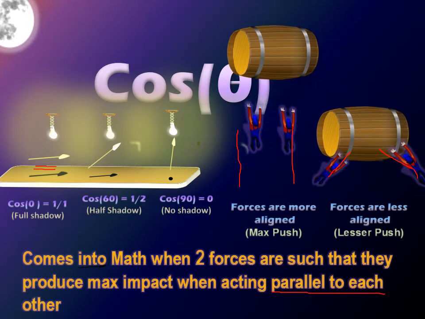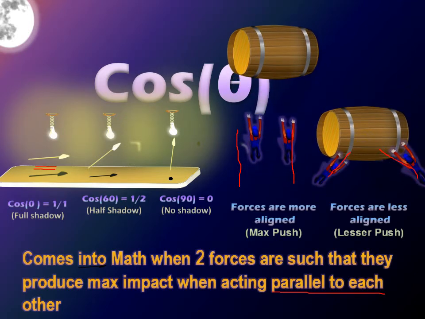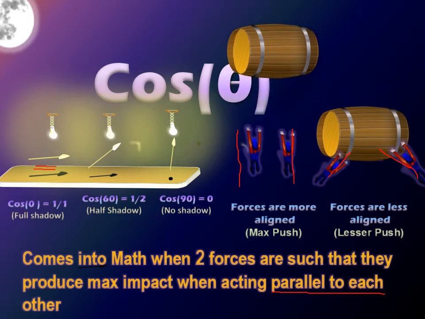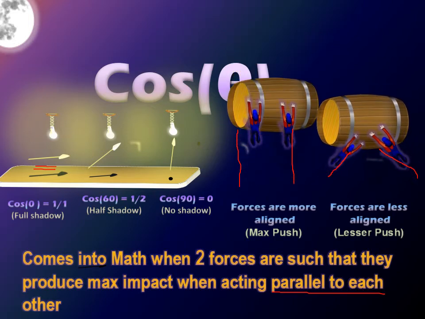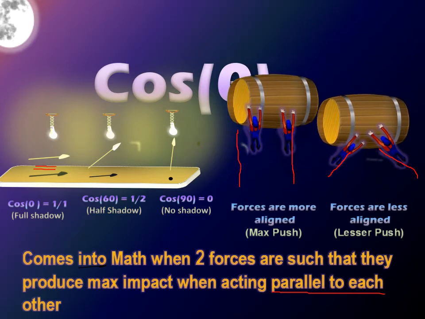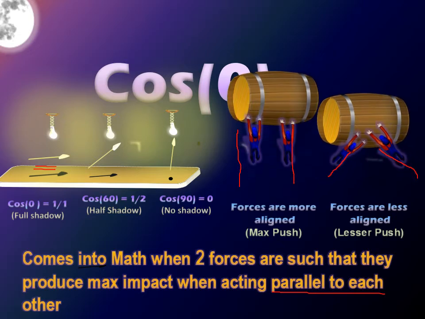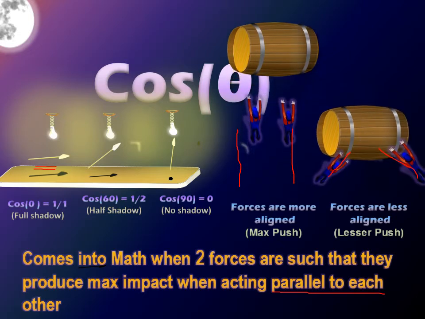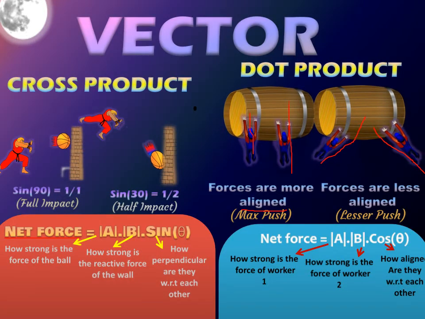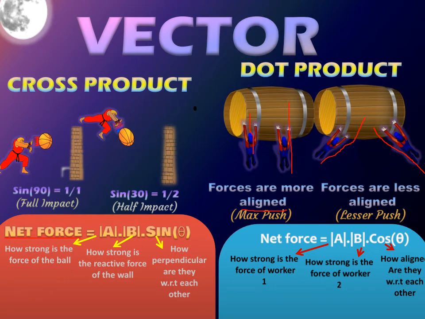Cos, on the other hand, comes into math when two forces are such that they produce maximum impact when acting parallel to each other. Just look at these two people pushing a drum. When their forces are aligned, when their forces are parallel, the push is maximum. When their forces are less aligned, the push gets minimum. Now let's look at the case of the spear. The more the spear is parallel to the ground, in this case, the more the shadow. The more the spear becomes perpendicular, the amount of shadow keeps on reducing.